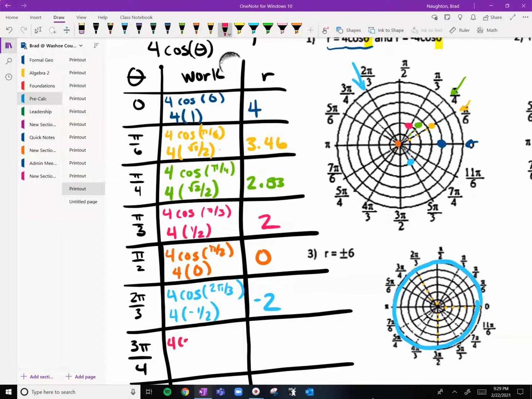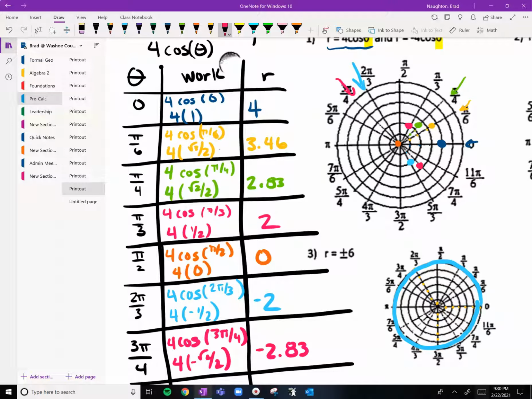So we have 4 cosine 3 pi over 4. So that's going to be 4 times negative root 2 over 2. And that's going to be negative 2.83. So here we are at 3 pi over 4. We're going to go in the negative region. So 1, 2, and a little extra.